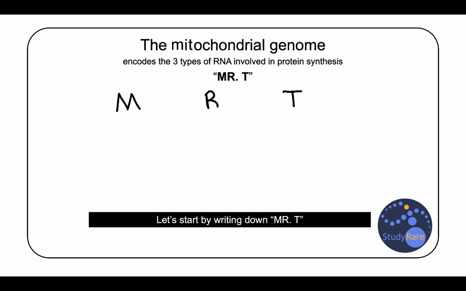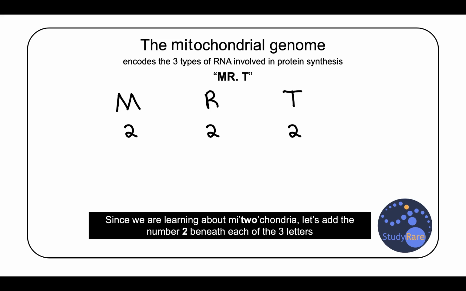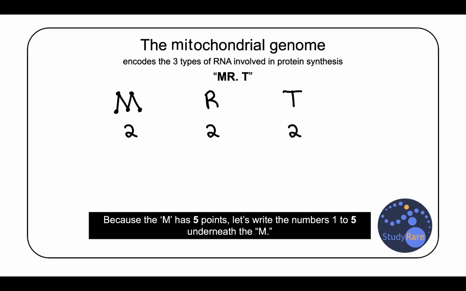Let's start by writing down Mr. T. The word mitochondria helps us remember the number of genes that encode each class of RNA. So let's start by adding the number 2 beneath each of these letters. The next thing we notice is that the letter M has 5 points. Because the M has 5 points, let's write the numbers 1 to 5 underneath the M.